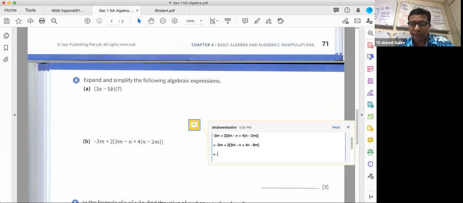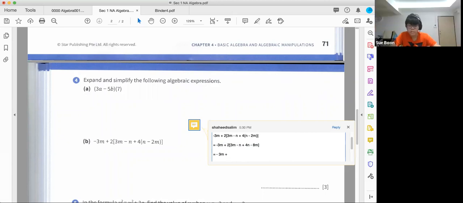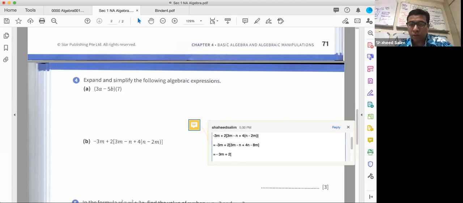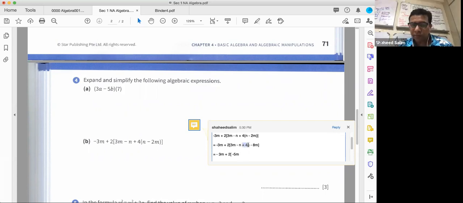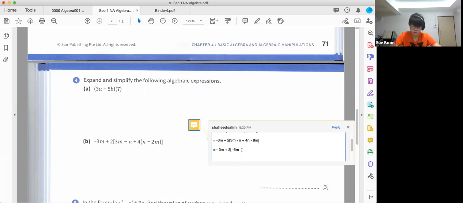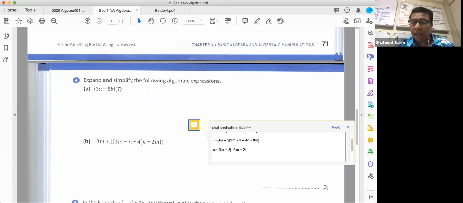3M minus 8M. How many M left? Minus 5M. Okay, good. So you get minus 5M. Well done. Then 4N minus N. 4N minus N. You have $4. You owe $1. 3N. Yes, plus 3N. Now then you times. Now you do the outer bracket. Yes, bracket you must do.